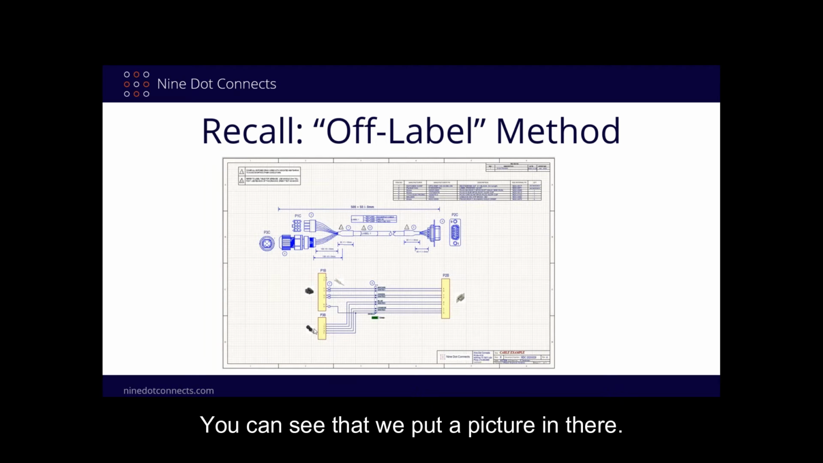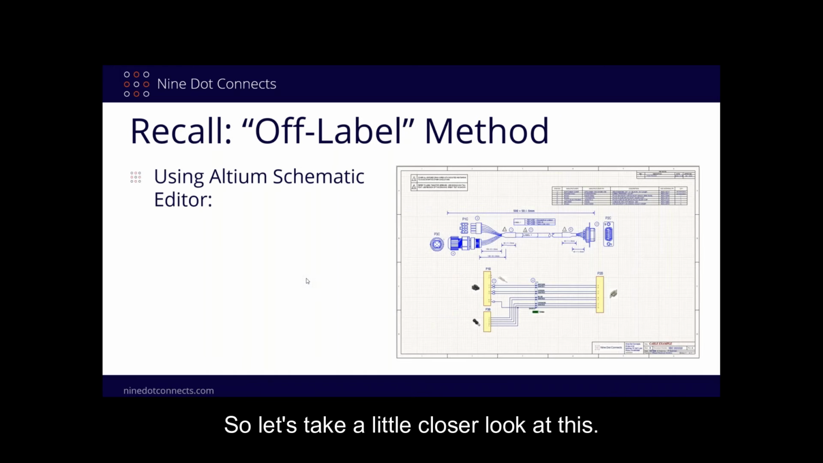You can see that we put a picture in there. There's the wiring or the symbol that we use for the wiring diagram. There's also some representations over here. So you have the side view and you have the front view of it as well. So that's how we work the off-label method, is we create components. We make some of it so that it can work in the mechanical drawing, and some of it works in the wiring. So let's take a little closer look at this.